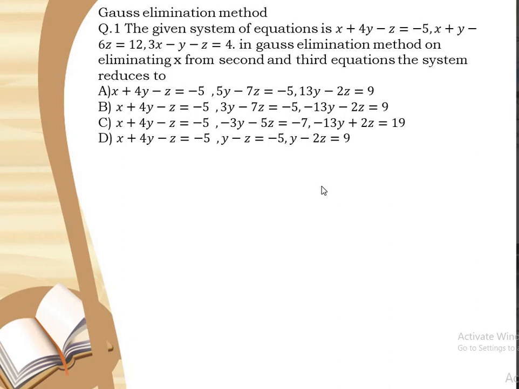Option C is x plus 4y minus z equal to minus 5, minus 3y minus 5z equal to minus 7, minus 13y plus 2z equal to 19. And option D is x plus 4y minus z equal to minus 5, y minus z equal to minus 5, y minus 2z equal to 9. So this is the question. Actually, if we look at it, the question is so large, but the answer is short. We can solve that question within a minute. Okay, so what do we have to do here?